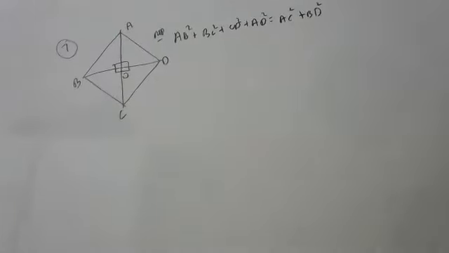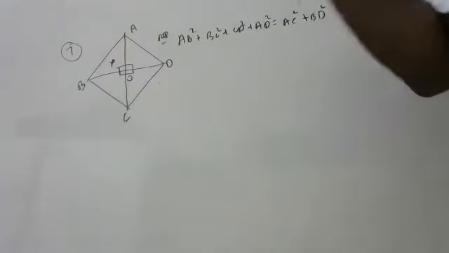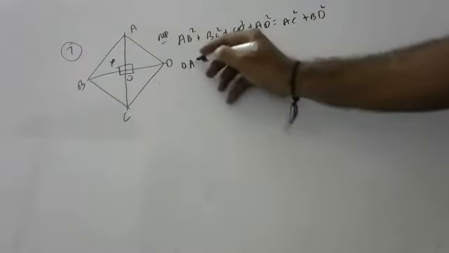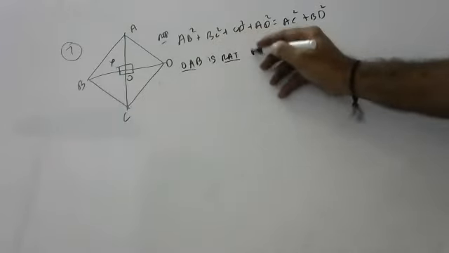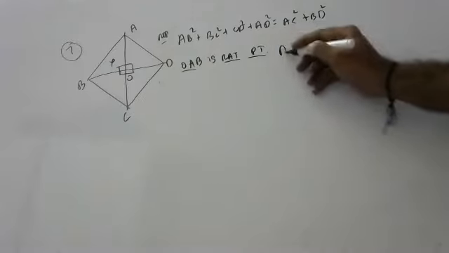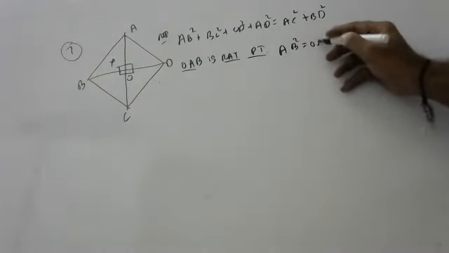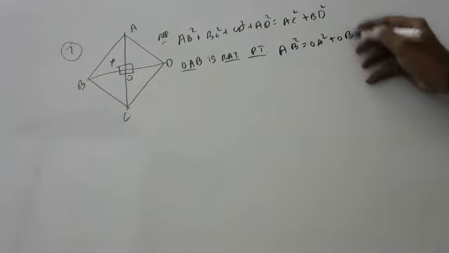Children, this is a rhombus. Let's do it, very easy. OAB is a right angle triangle. Can anyone apply the Pythagoras theorem? AB square is equal to AO square plus BO square, that is OA square plus OB square.